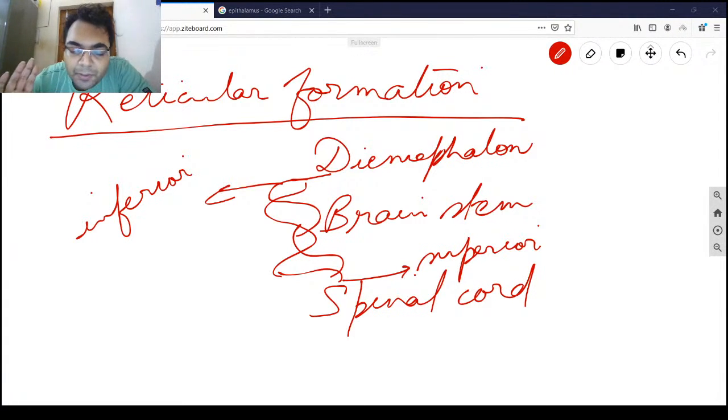So the RAS also prevents sensory overload. Do you know what sensory overload is? If you are very good at studies, you may know how to filter out insignificant information so that it does not reach your consciousness. I'll give you an example.